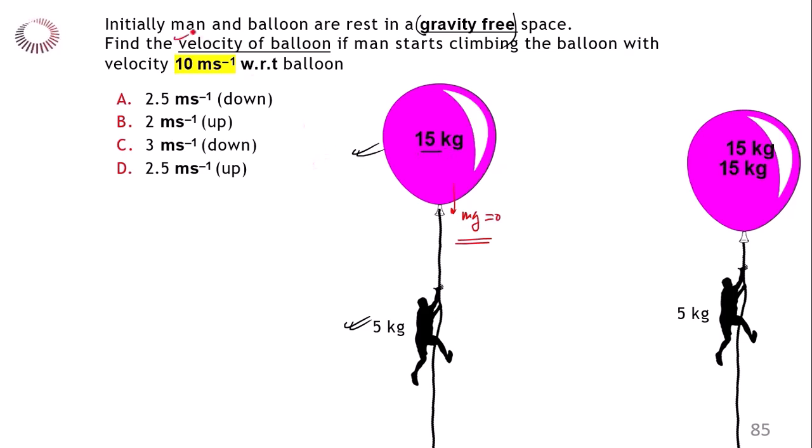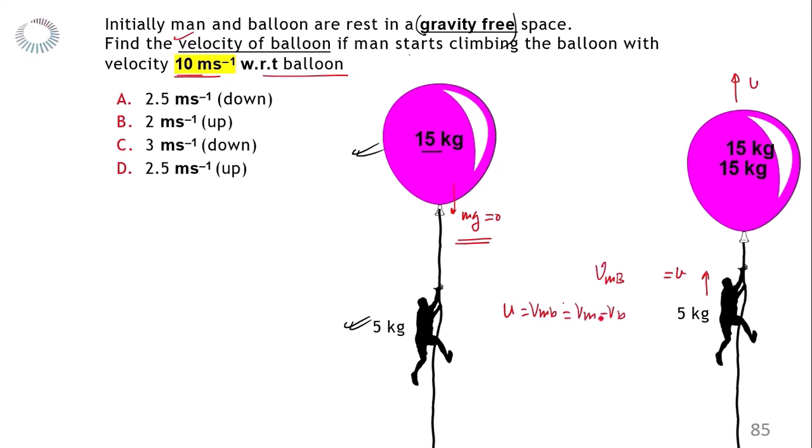Now you are asked to calculate the velocity of the balloon if the man starts climbing the balloon with a velocity of 10 meter per second with respect to the balloon. Let us say the man is moving with a velocity u, and at that point the balloon is also moving upward with a velocity v. What is u? u is the velocity of man with respect to balloon, that is V_mb, which equals the velocity of man minus the velocity of balloon.